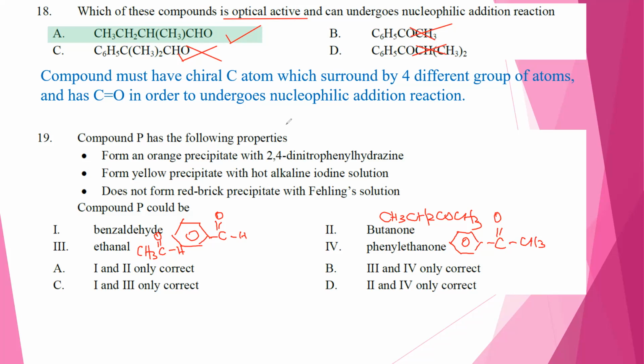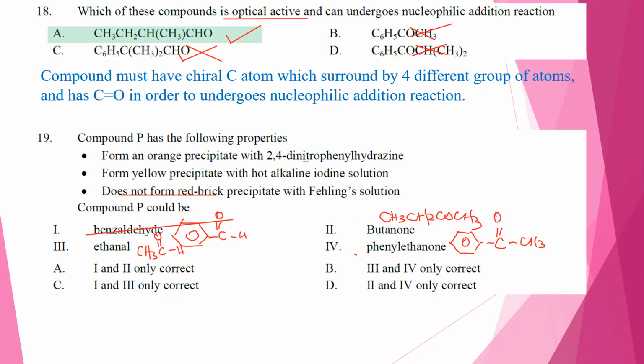Okay, so all are correct. Form yellow precipitate with alkaline iodine solution. So automatically one is off, one off only. So do not form brick red. So it is number three also wrong because it is... Three is correct. Sorry, three is correct.